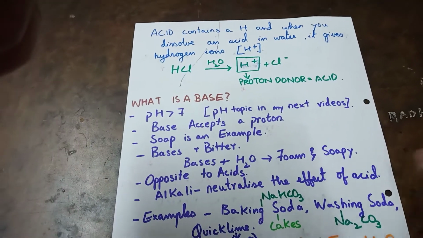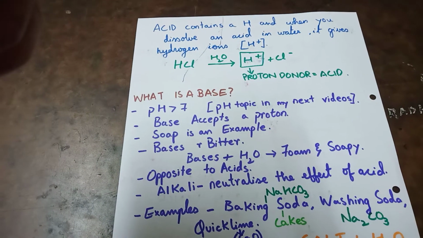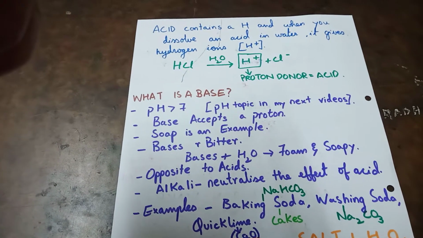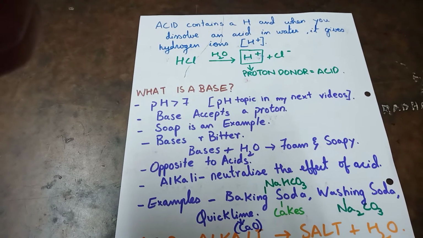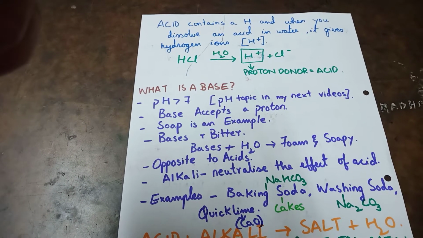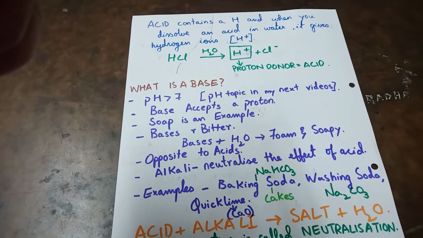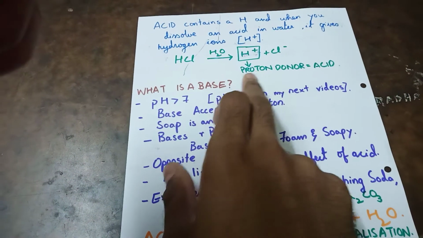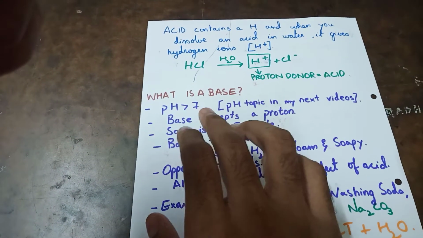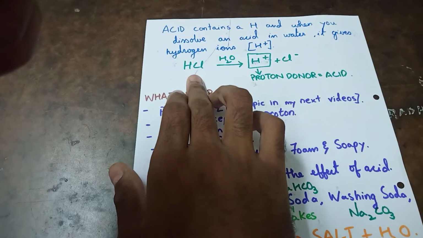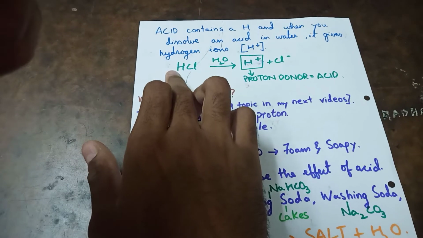Now an acid contains H, and when you dissolve an acid in water, it gives hydrogen ions, H plus. For example, in this reaction, HCl, if you dissolve it in water, gives out H plus and Cl minus. And you all know what H plus is; we have just discussed it. Proton donor is acid. Proton acceptor is a base. That's it. HCl is an acid here, which is why on reaction with water it gave out H plus.